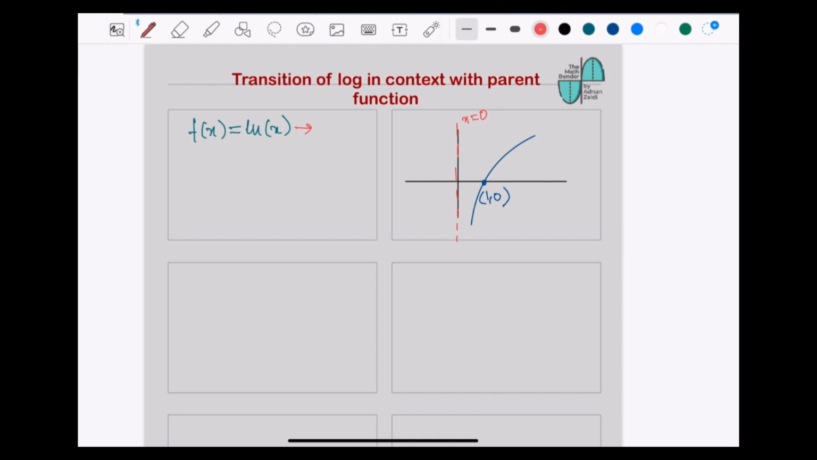This is my parent function when it comes to logs. Parent function means the basic function where it all started off from. Everything else will be just an extension of it. The domain is x greater than 0, and the range is y belongs to real numbers.